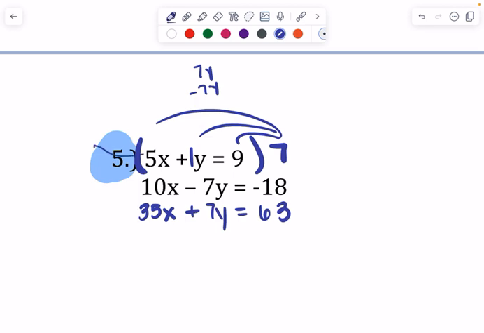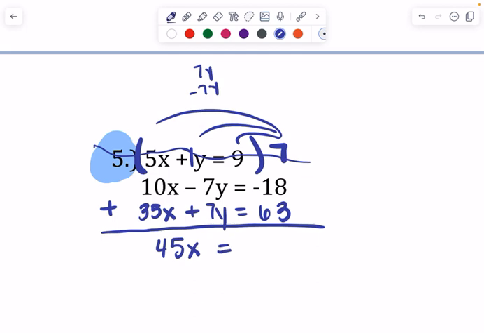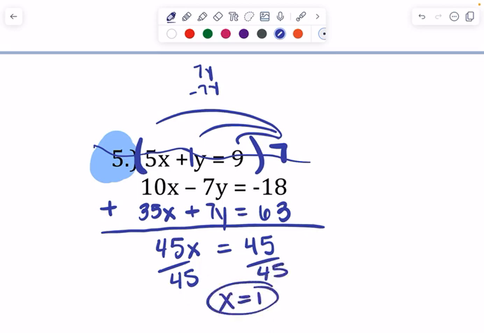I like to lightly cross out the one I changed only so that I don't accidentally add that one, because I want to add the new one that I just altered. So 10 plus 35, 45x. 7 and negative 7 cancel out. Negative 18 plus 63, 45. Divide both sides by 45. Get your first variable. So we know that x is 1.